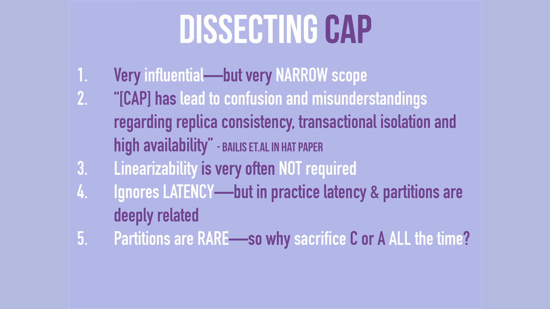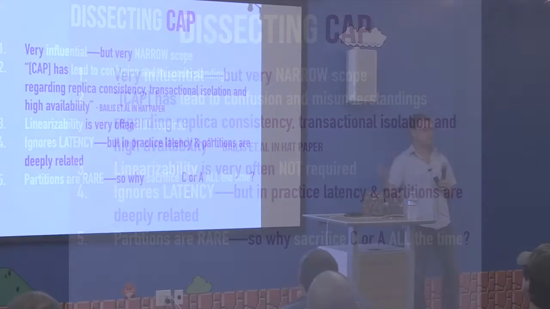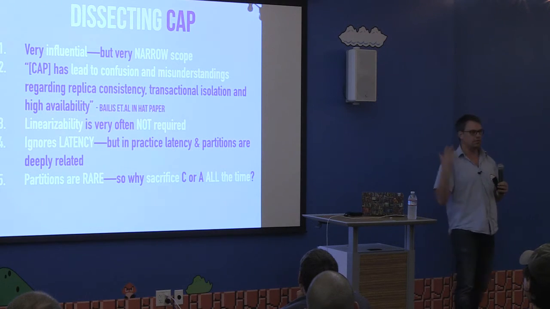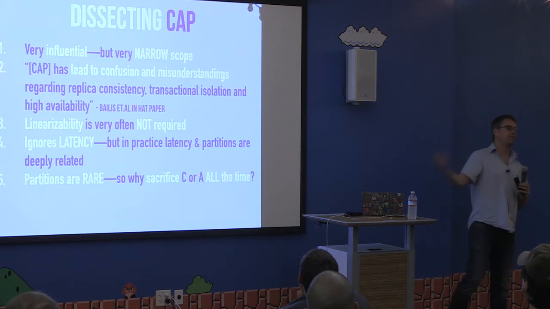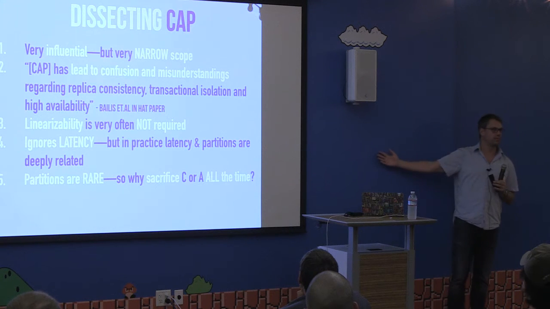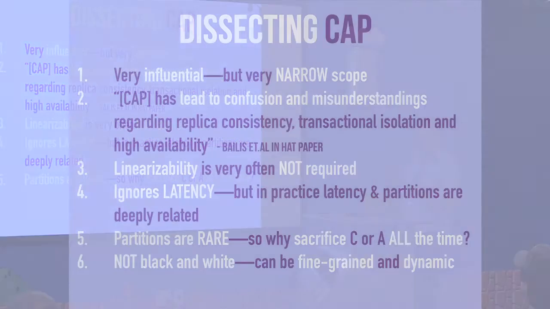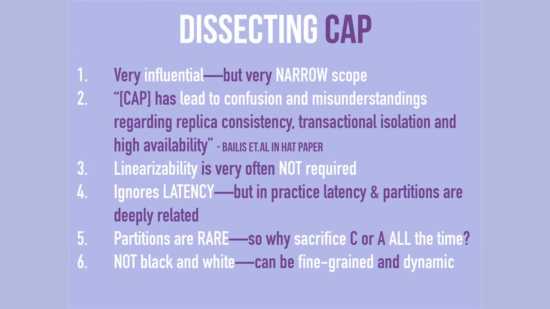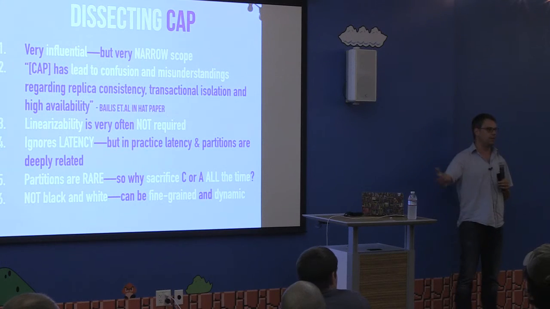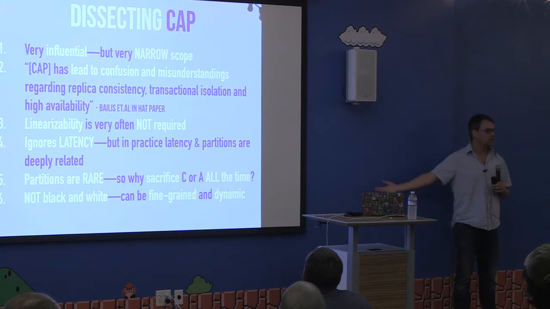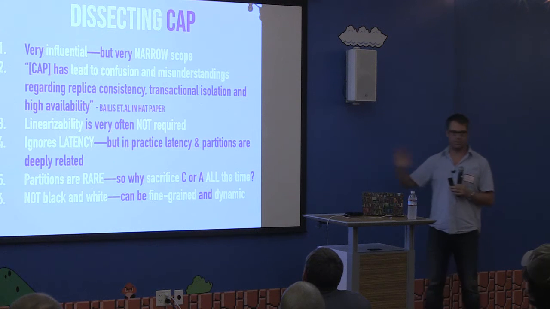Partitions are actually pretty rare, even though the P stands for partition tolerance. But partitions are rare. So why then do we need to sacrifice consistency or availability all the time? It doesn't make any sense. Instead, I think we need more fine-grained models for dealing with these things. Ideally adaptive models that give up on a certain guarantee when they just have to, not all the time, not just black and white.